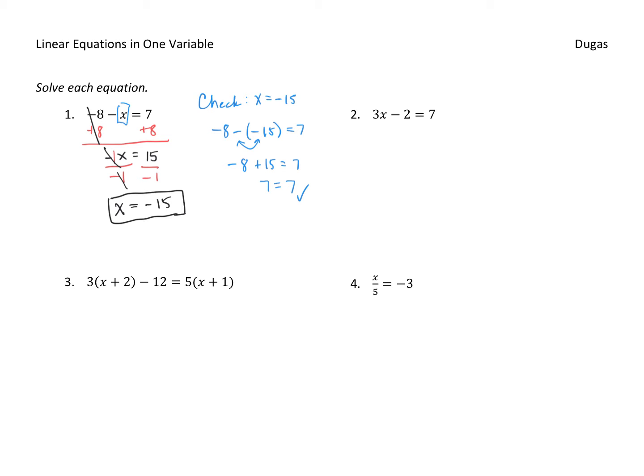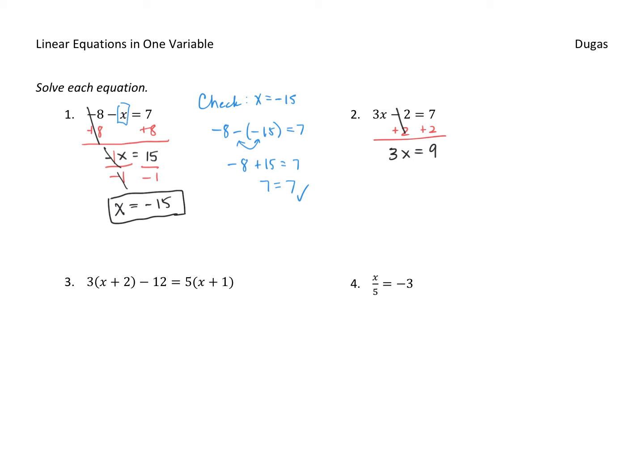All right, so let's look at number 2. We have 3x minus 2 equals 7. To get the x by itself, we first want to undo any addition or subtraction. So we want to undo that -2. The inverse or opposite of the -2 is to add 2. If we add 2 to both sides, the -2 and the 2 cancel out, or add to 0, and leave us 3x on the left. And on the right, 7 plus 2 is 9.